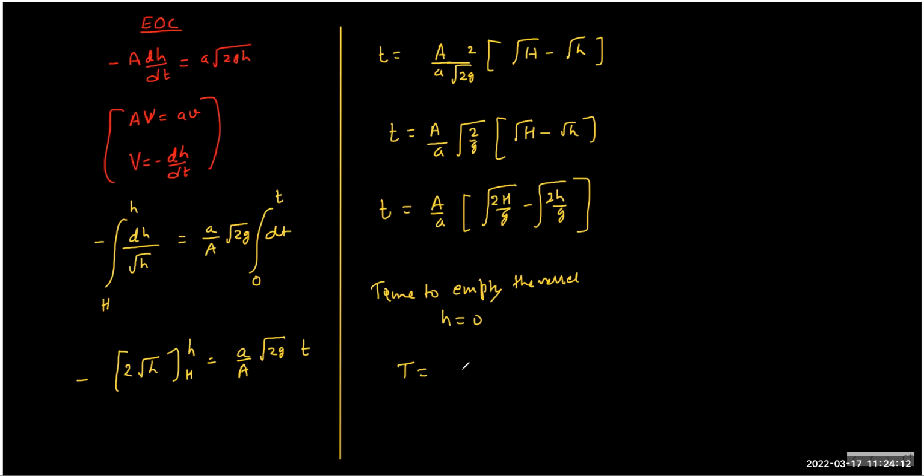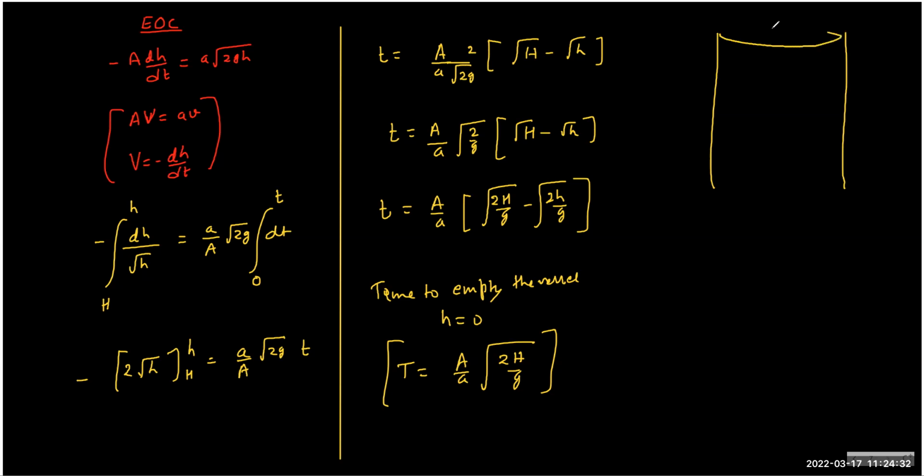The total time period to empty the vessel is a by a into under root 2H by g, and this is quite meaningful because we know this answer 2h by g. It's a very famous answer from kinematics. So imagine if you have a vessel and at the bottom, you remove the bottom completely. So all of the liquid will free fall. So after what time will it empty? When it travels h height below. So the answer is 2h by g. We know this answer. But because of the cross-sectional ratio, this will take a lot more time.